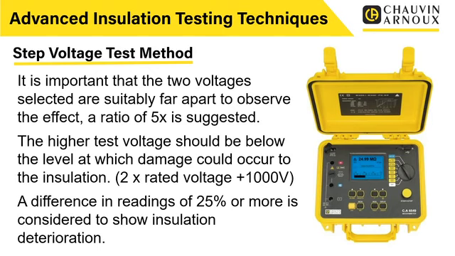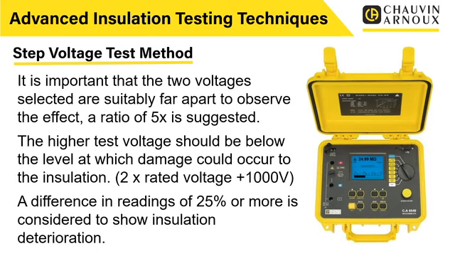A difference in the readings of 25% or more is considered to show insulation deterioration. So we're not just looking for tiny little changes. We're looking at something like 25%, a quarter of the reading or more, that would indicate potentially there is a problem with the insulation if we're doing a step voltage test. Now, as we've said, some of our more advanced testers like the 6549 that's here will automatically apply that test.